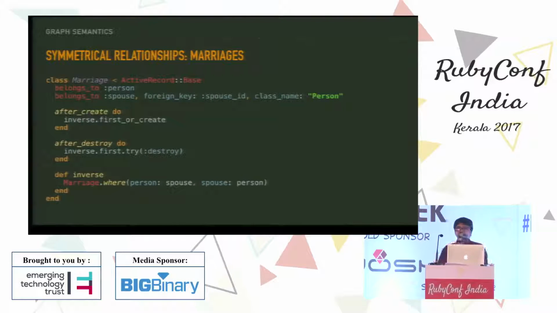For example, we use two rows to represent a marriage. And so if person A is married to person B, then person B is also married to person A. And with a little bit of Rails API, we can do this: always create an inverse in an after create callback. This is good, it works. I think it's a fairly clean solution, but there are a few caveats.